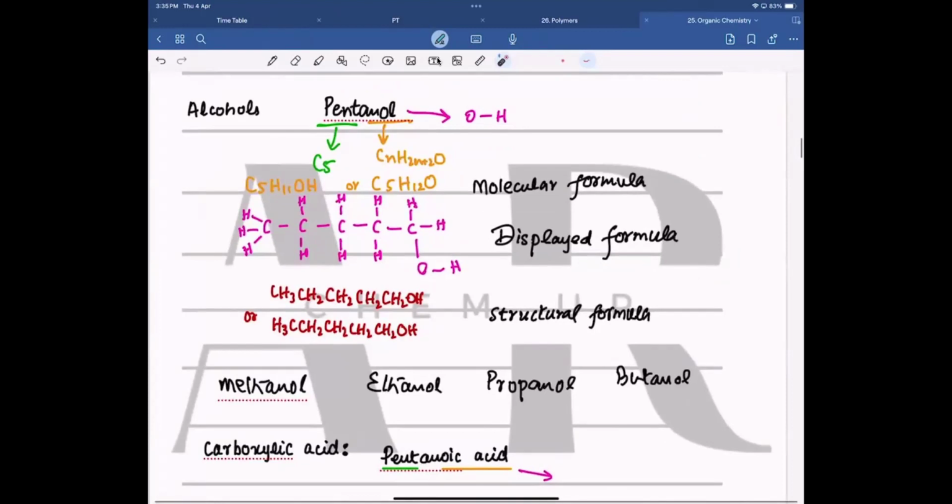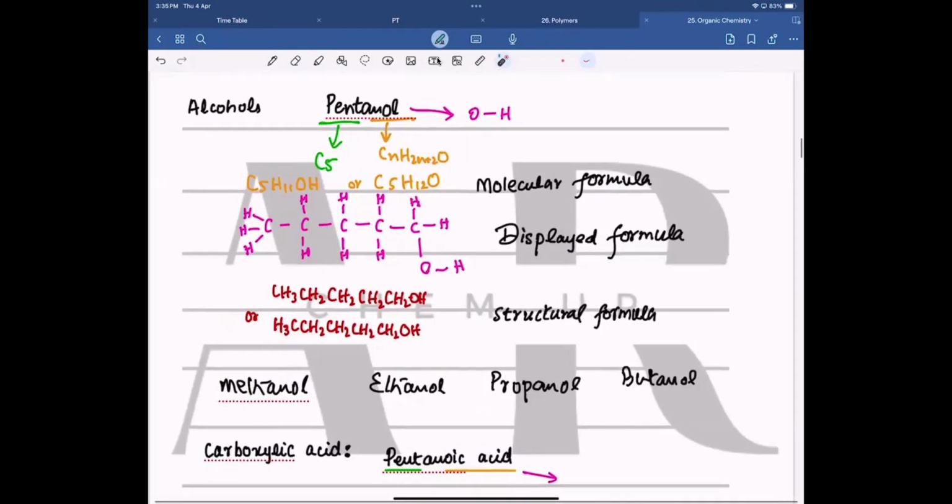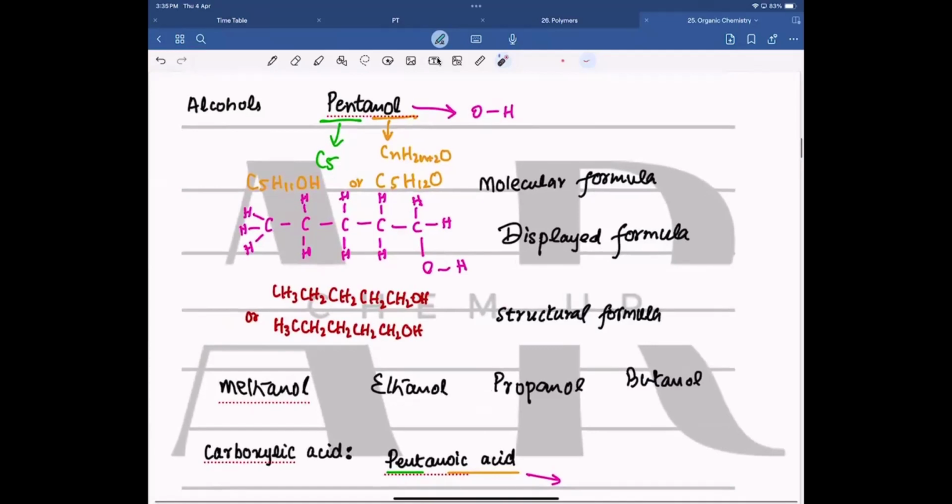So see, it's not the displayed formula. You are not going to get the mark for any of these displayed formulas. Here is the displayed formula like this. What is the mistake? Displayed formula means the formula in which every single bond must be shown. So you didn't show the bond between the oxygen and hydrogen. That is very important for the displayed formula.